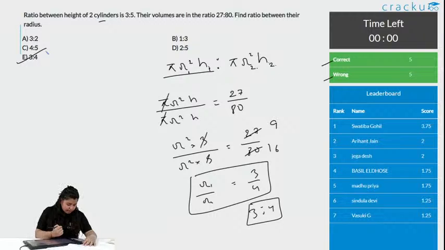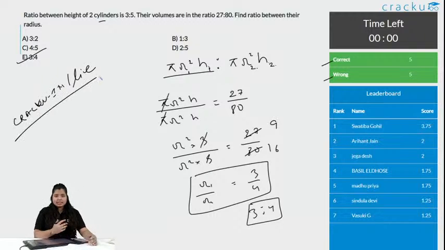Your timer is running, but on the website it says time is up. That's why you need to come to cracku.in/live. It takes time to get broadcasted. Whatever it's recording here or whatever is working live, it takes a few seconds late or lags behind on YouTube. So 5 people got this correct and 5 wrong.